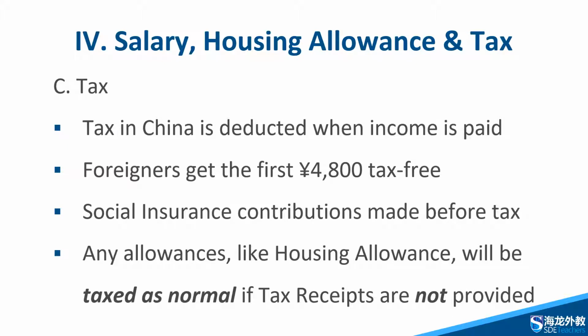Next up, like I mentioned, housing allowance can be tax-free if you have that receipt or fapiao, which your specialist will help you get and is provided by your landlord. And so you'll get that first 4,800 tax-free along with whatever your living allowance is, and then the rest of your salary will get taxed normally based on Chinese income tax brackets.